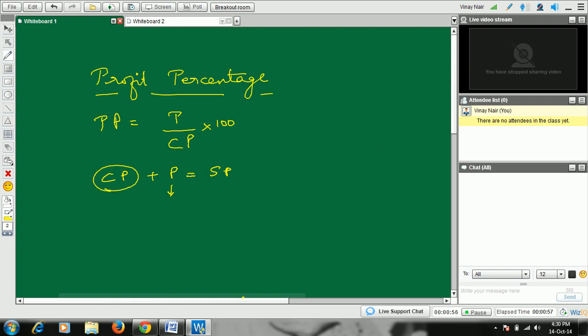If we have a question like what is the profit percentage if cost price is 400 and profit is 80? It is very simple. 80 upon 400 multiplied by 100. So this will be 20. So it is 20% profit, right?